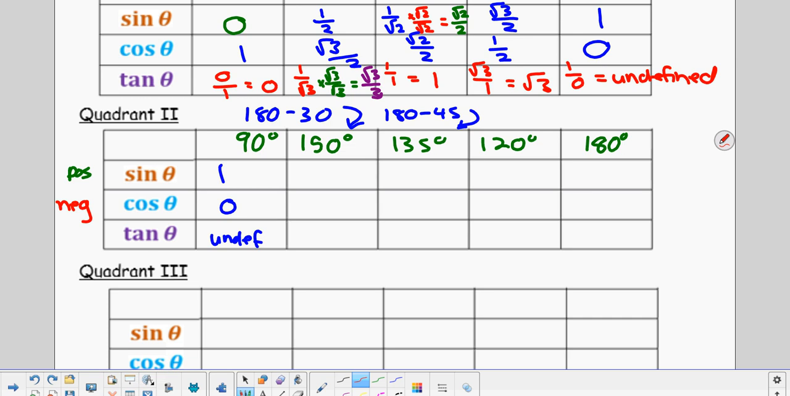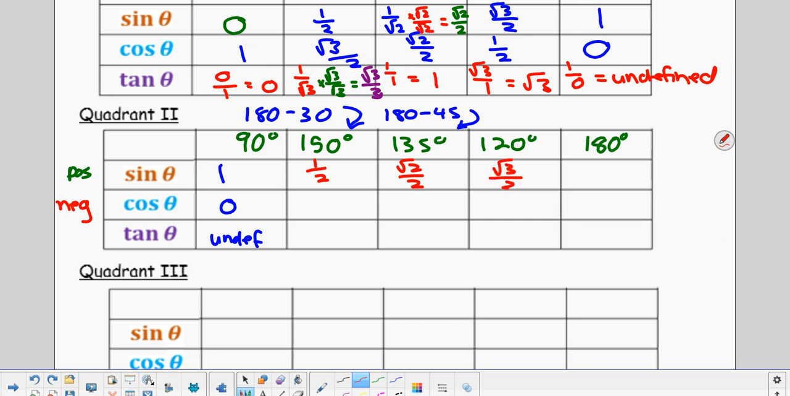Because sine theta is positive, it's just the same numbers as above. Because 150 corresponds to the 30-degree triangle, 135 corresponds to the 45-degree angle, and 120 corresponds to the 60-degree angle, so we can just go and write them in. You just have to decide if they're positive or negative. So they're all exactly the same as the ones above.